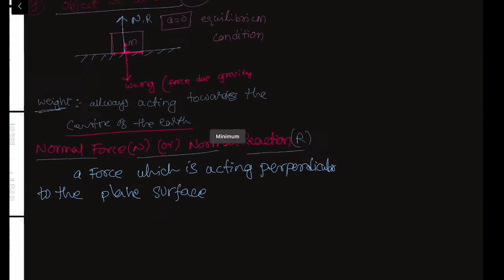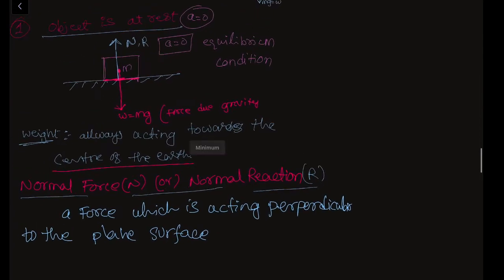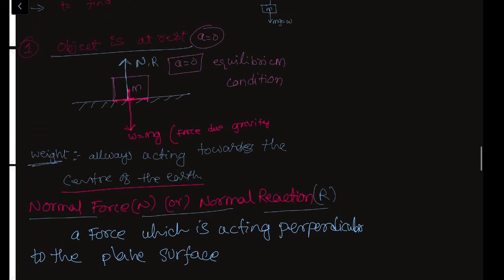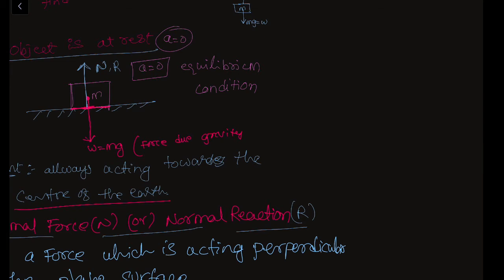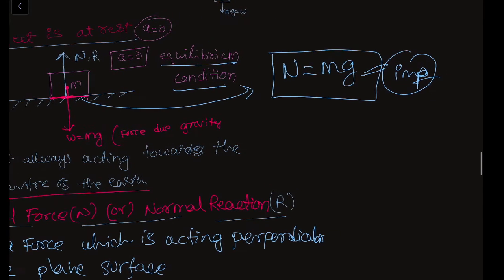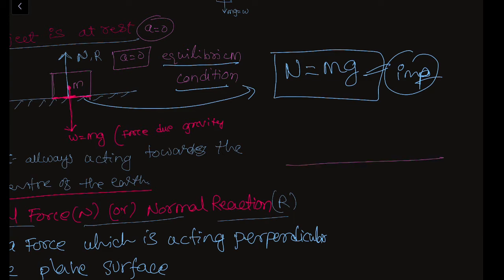Now in this condition, no forces are acting to put the body in motion. So in this condition, we have to write the equation N equals mg. Equilibrium condition, no motion, at that time we have to use N equals mg. Important. Got it, children? Suppose we take the same body.